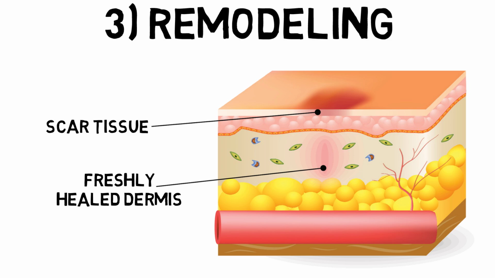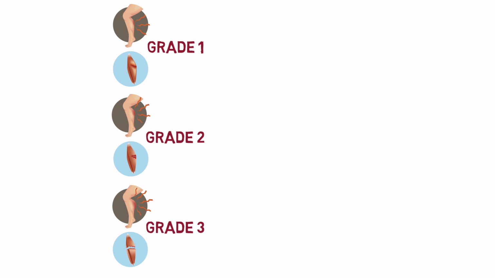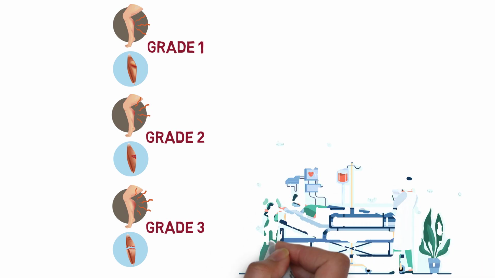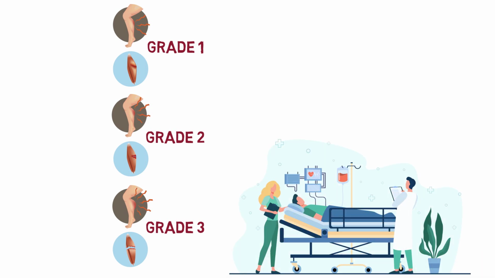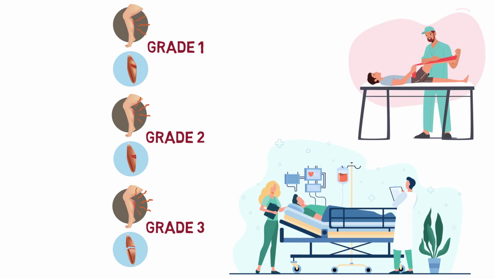When it comes to the severest types of muscle tears, primarily grade 3 but also grade 2 in some instances, surgery most often will be required. But luckily for most grade 1 and grade 2 muscle tears, conservative treatment will be enough.